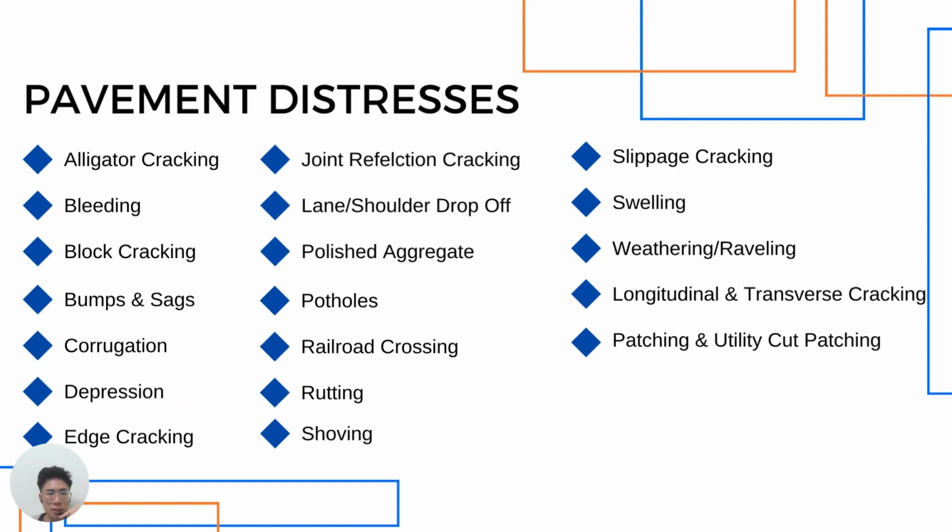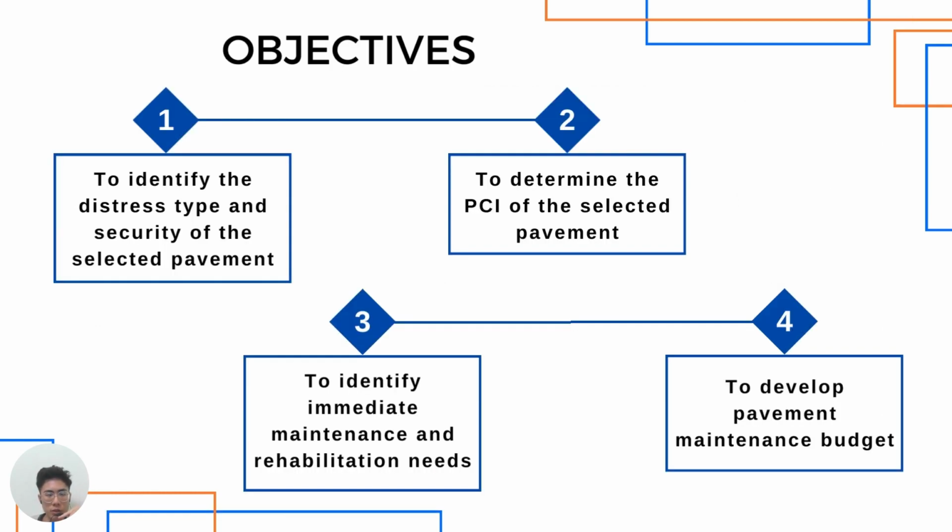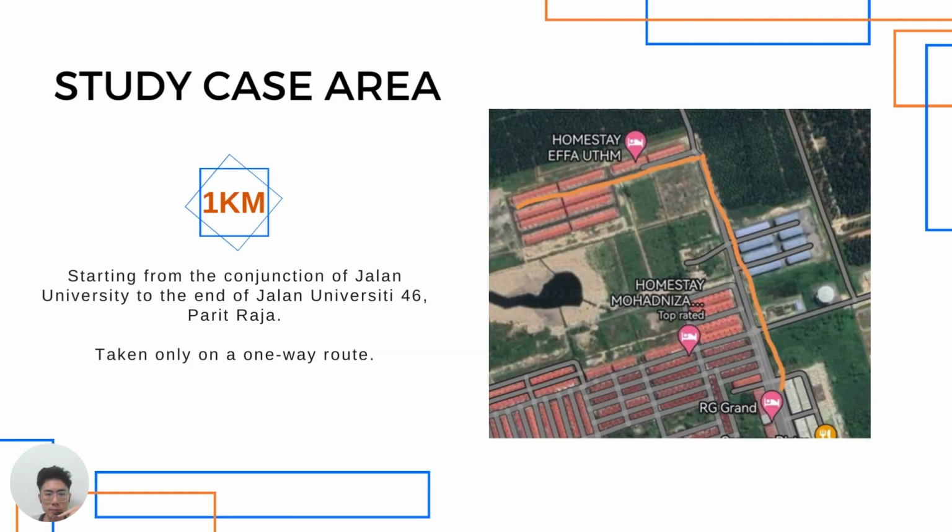So these are the types of pavement distress. And this is the rating of the pavement condition index (PCI) from 100 to 0, with different levels of service from A to F. So the main objective in this research is first to identify the distress type and severity of the selected pavement. Second, to determine the PCI of the selected pavement. Third, to identify the immediate maintenance and rehabilitation needs. And the last, to develop a pavement maintenance budget.